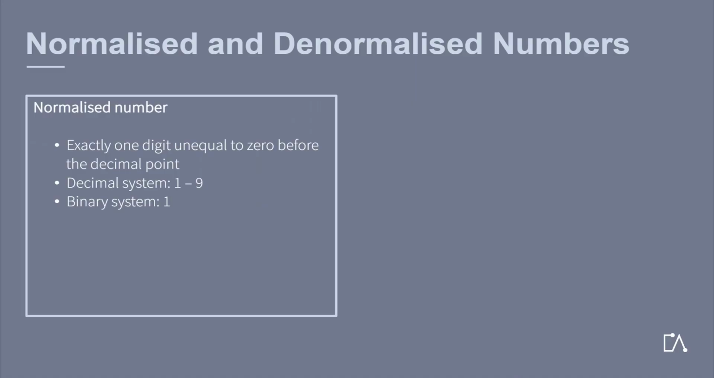Normalized numbers have exactly one digit unequal to 0 before the decimal point. In the decimal system, this digit is in the range 1 to 9. In the binary system, it is always 1.